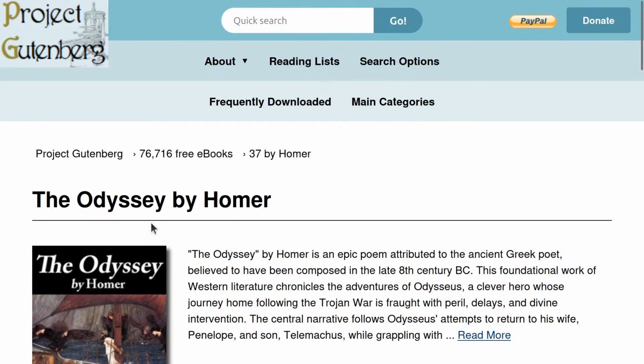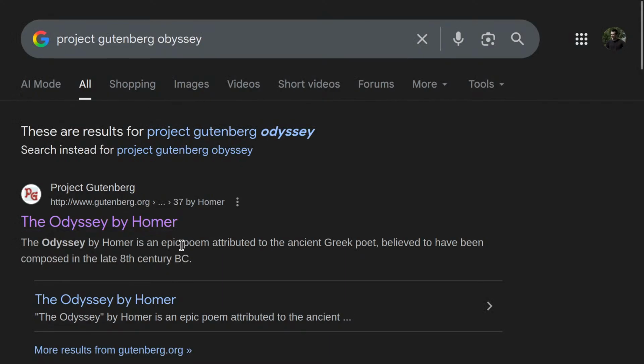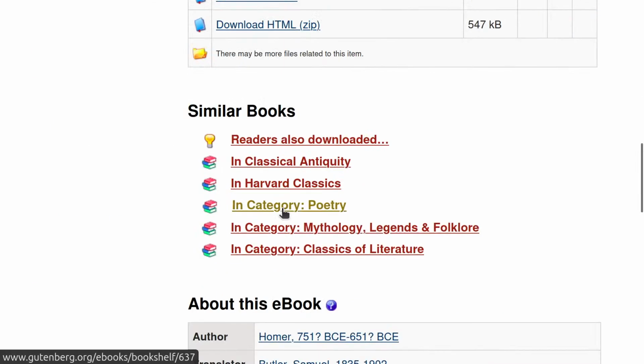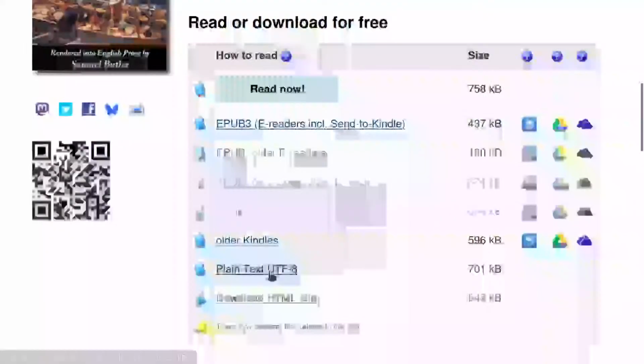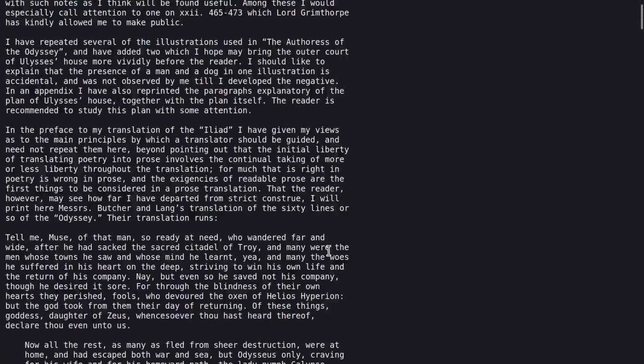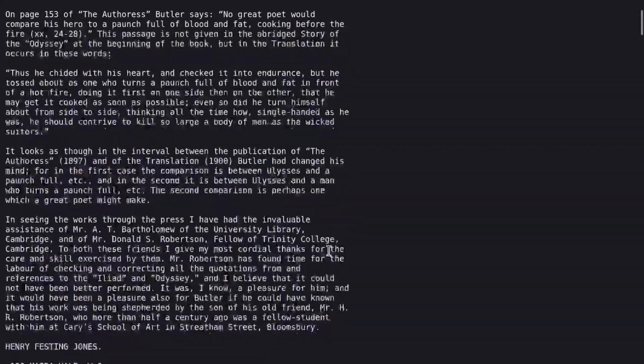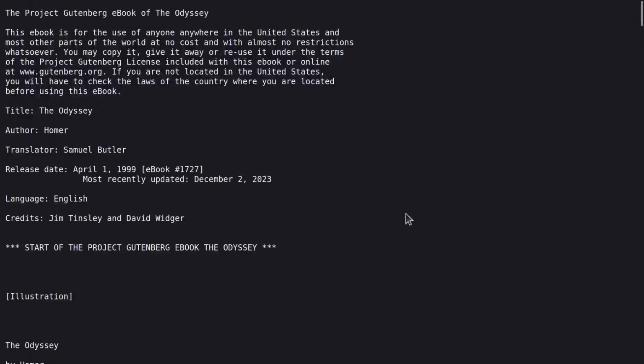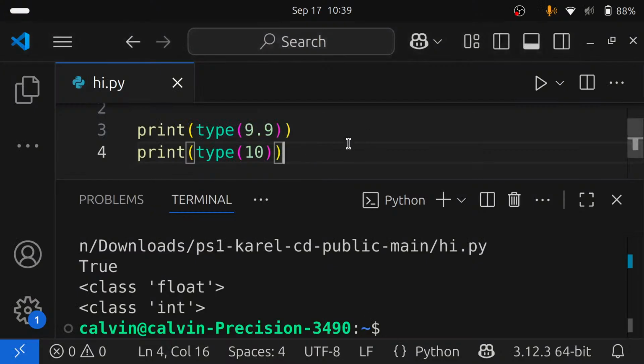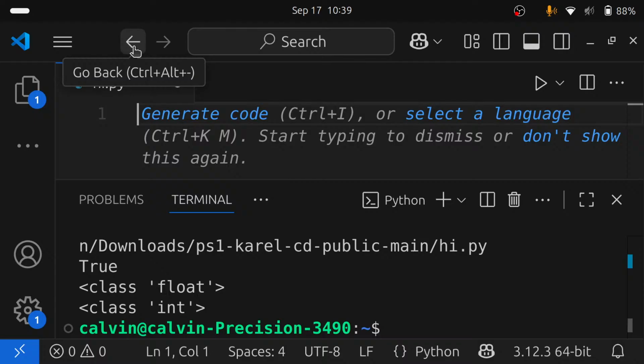Okay, so first of all, this is not a book, it's a poem. So there's the first problem. Plain text. This one appears to be translated to English. Butler. Okay. So whenever I'm using Python, why is this so zoomed in?